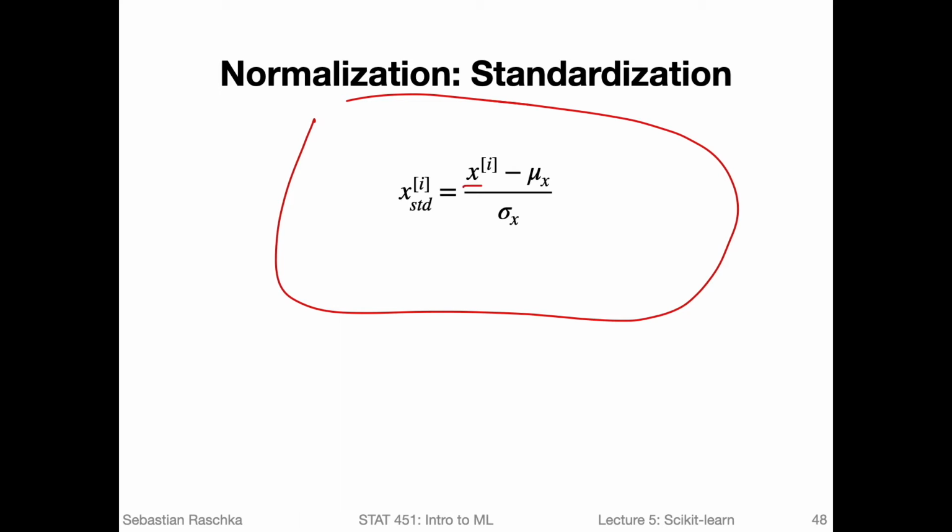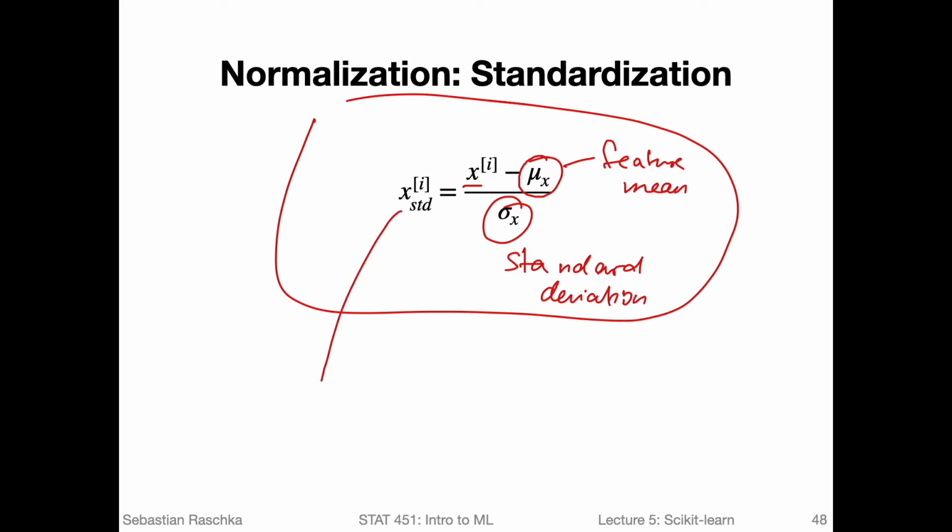We have a feature value and we subtract the feature mean and then divide by the standard deviation of the feature. And after that, the mean of this feature column will be 0, so we have 0 mean, and the variance will be 1, so we have unit variance after standardization, and consequently the standard deviation will also be 1.